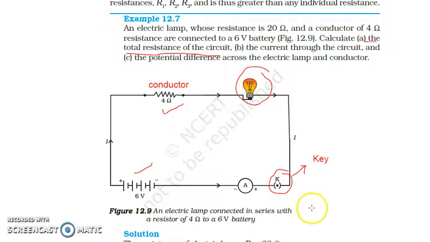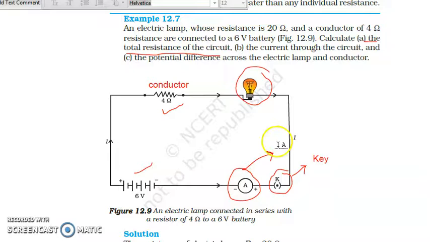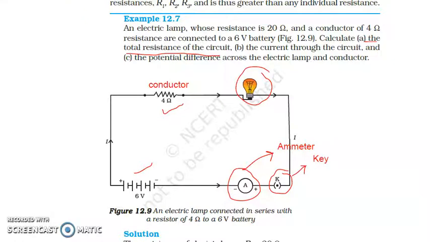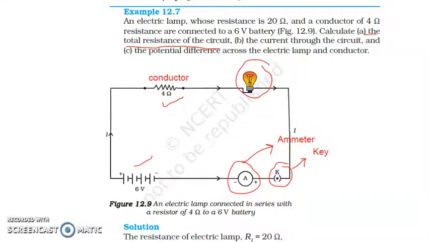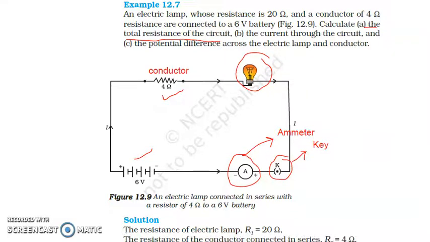While tapping this key, we complete the circuit and the current starts flowing. And this is the ammeter. This part is the ammeter, and an ammeter is something which measures the amount of current flowing in the circuit, and an ammeter is always connected in series. You all must remember that an ammeter is always connected in series and a voltmeter is connected in parallel. So let's continue with the first part of this question.